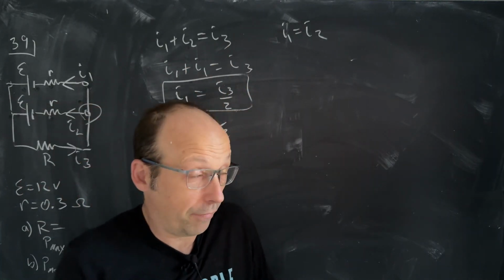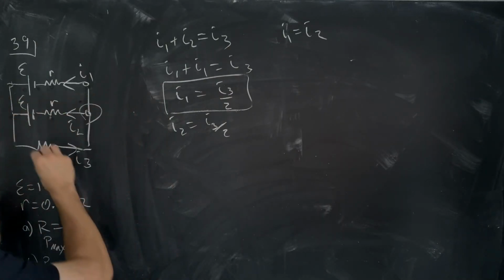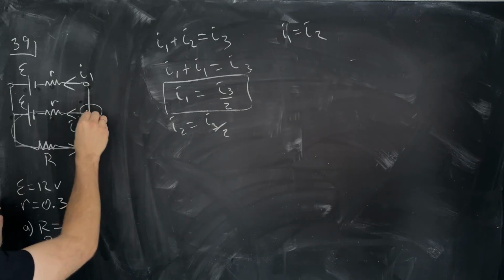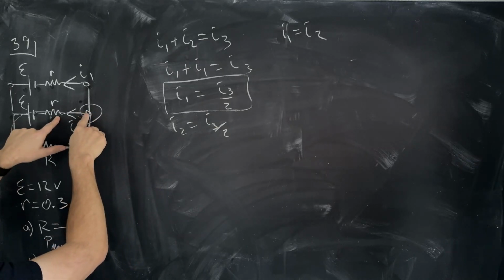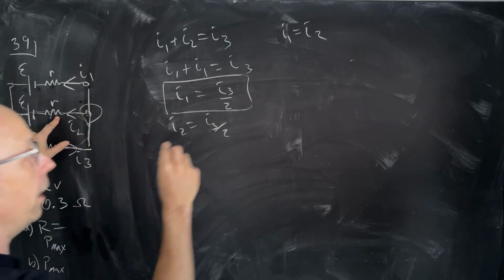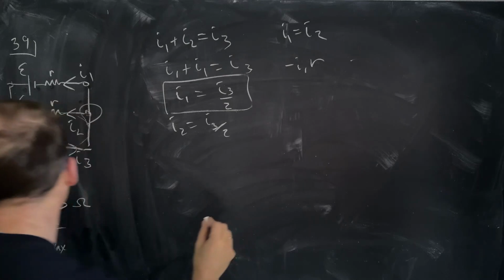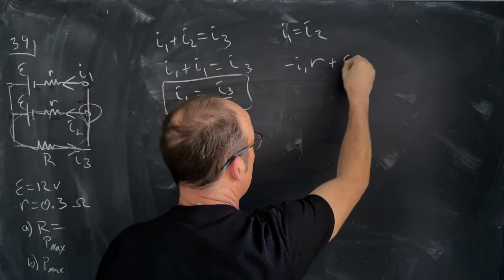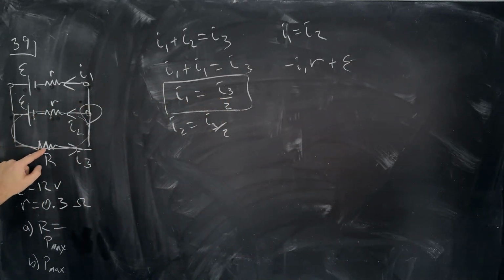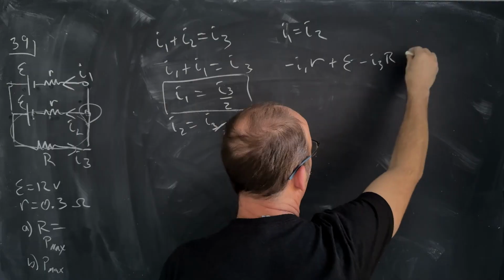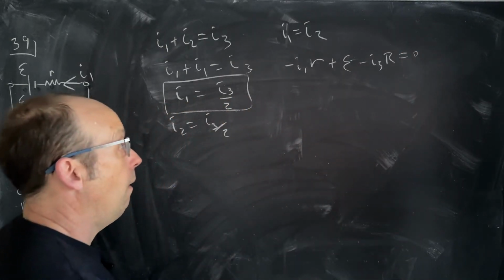I'm making a lot of progress. I don't have any values, but I made a lot of progress. Now let's do one more loop. I'm going to go this way around the big loop. Okay, so I'm going to start there. I'm going to use the loop rule. I'm in the same direction as the current. So I have minus I1R. Now I'm going to cross that battery, plus E. Now I'm going to go in the same direction as this current, I3. So it's going to be minus I3R, capital R, and that's going to be equal to 0.